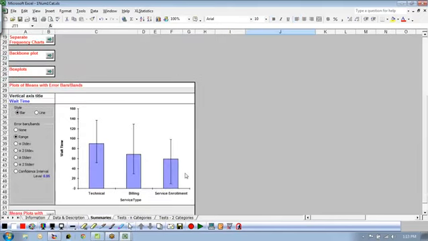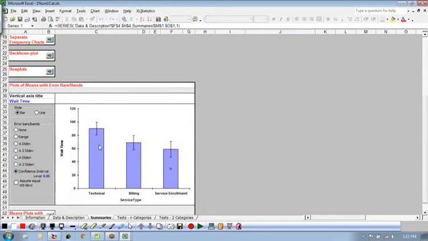If you go to the Summaries tab and go down, you'll see these comparison of means. If you stick it on confidence intervals, you should be able to tell pretty quickly that technical is different from billing because these two confidence intervals don't overlap. However, it's also different from service enrollment. We would expect the p-value to be even smaller for that. And we would expect maybe billing and service enrollment don't agree with each other.